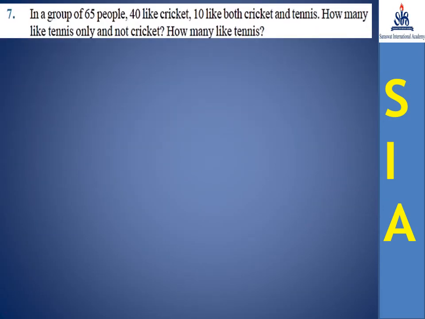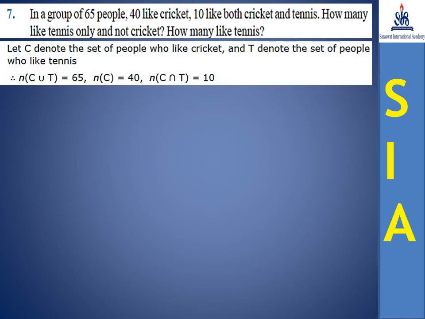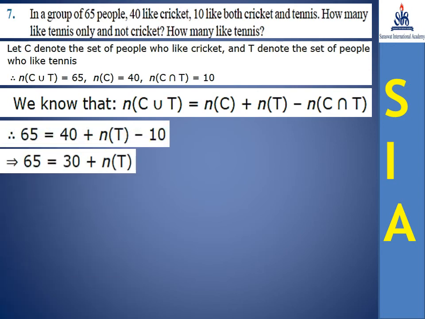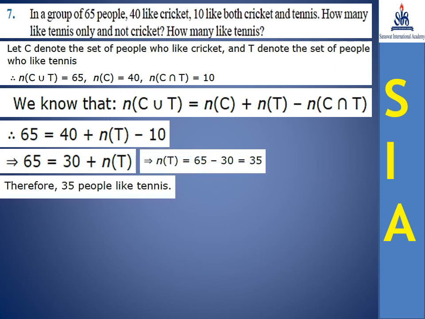Question number 7. In a group of 65 people, 40 like cricket, so consider cricket C, and 10 like both cricket and tennis. So tennis, consider capital T, and the union value is asked. How many like tennis only means only n of t is asked. So write the formula: n of c union t equals n of c plus n of t minus n of c intersection t. Apply all the given values and calculate further. Definitely your answer is 35, and we show it in our Venn diagram.